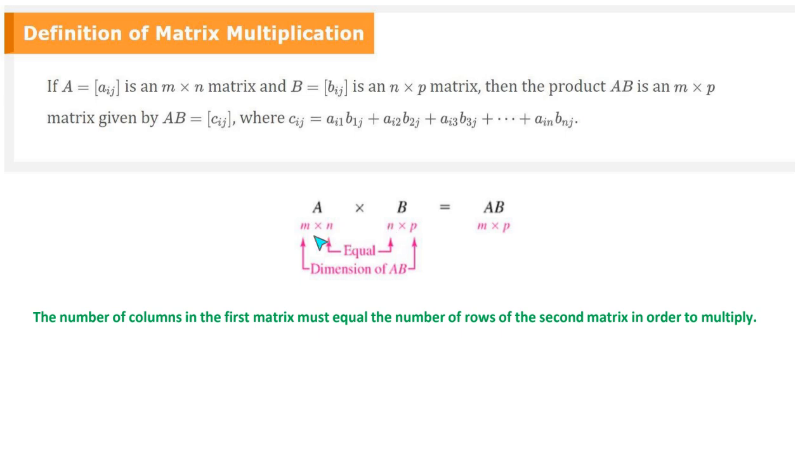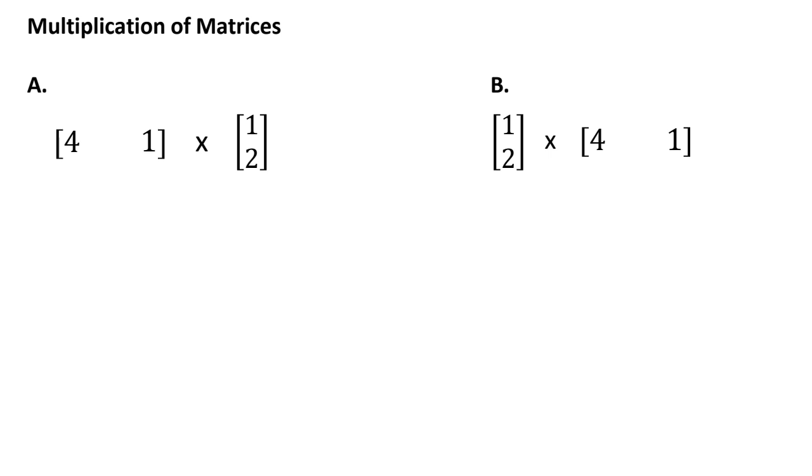Now the outside numbers, the number of rows for the first matrix and the number of columns for the second matrix, are going to be the size of your product, which would be m by p. So it's important again to look at the number of columns and the number of rows for your matrices to determine if you can multiply or not.